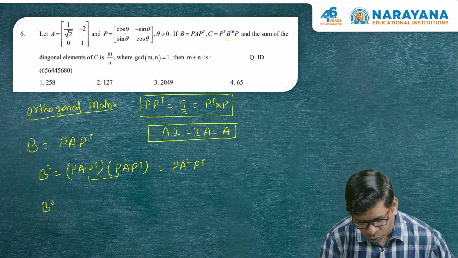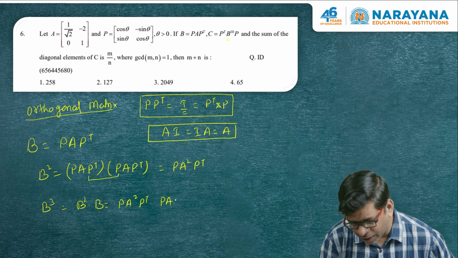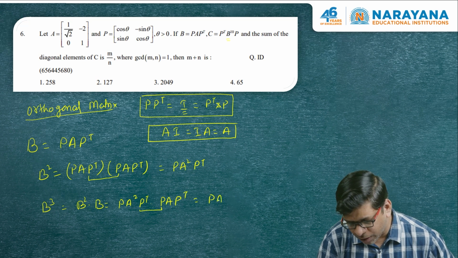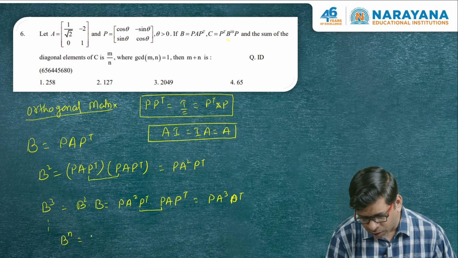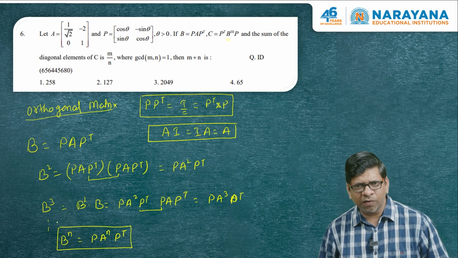If you find B cube, so it is B square multiplied with B. B square already I know. P A square P transpose multiply with P A P transpose. Again this become I. So we get P A cube P transpose. So we are getting the pattern. So what is B power n? P A power n P transpose. So this is your any matrix B, which is satisfying for power n.